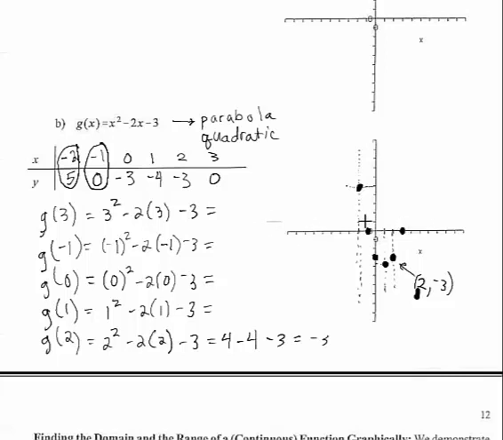Okay, if we connect these dots, then you see that we simply form sort of a U-shape, which is characteristic of a parabola. Okay, parabolas can open up or they can open down, and of course they can shift left and right, and they can shift up and down.